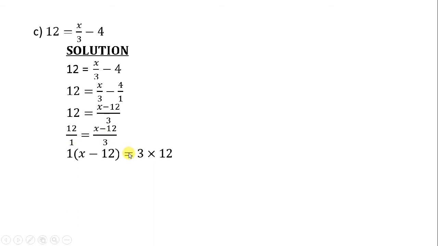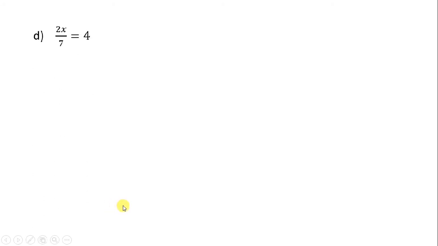From here, what are we supposed to do? We cross multiply. So I'm saying 1 times x minus 12 is equal to 3 times 12. If we multiply 1 times x, we get x. 1 times negative 12 gives us negative 12. Multiply 3 times 12, what do you get? 36. From here, we transpose this negative 12 to the other side, and it becomes a positive. When you move a negative to the other side, it becomes a positive. So x is equal to 36 plus 12. Our x is therefore equal to 48.